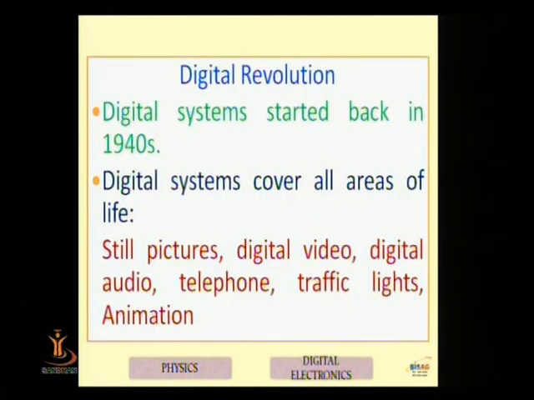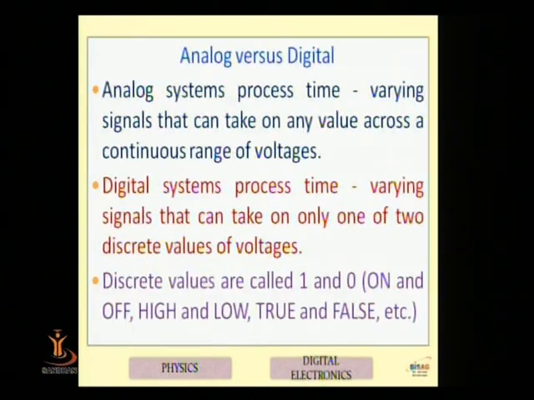Now the digital revolution: how did it take place? Digital systems started back in the 40s. Digital systems cover all areas of life: still pictures, digital video, digital audio, telephone, traffic lights, animation, etc. Now what is the difference between analog and digital?